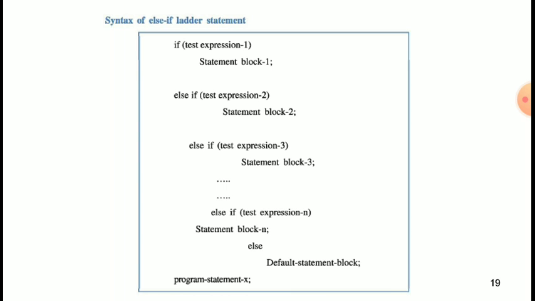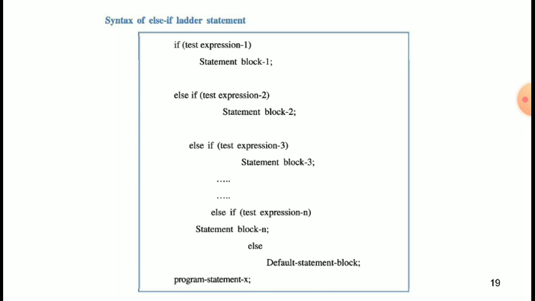Expansions. This construct is known as an else if ladder. The test expressions are evaluated from top to bottom in the ladder. When any test expression in a ladder evaluates to true, the associated statement block is executed, and after that control is transferred to the program statement X, skipping the rest of the ladder. When all the test expressions evaluate to false, then control is transferred to the default statement block of the final else.